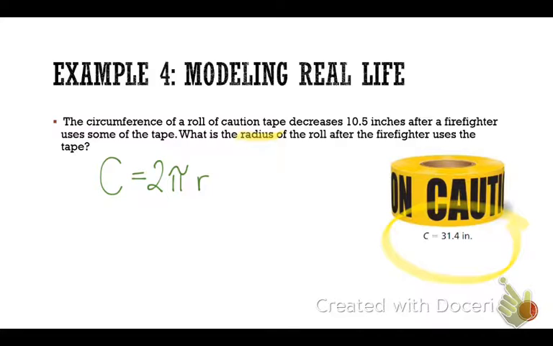Minus 10 and a half. Yes. You take the 31.4 and you have to subtract what was used, the 10.5. What's 31.4 minus 10.5? 20.9. And now we just follow the process. 20.9 equals 2 times pi times r, which I don't know. So what do you think is next? Don't need your calculators. What do you think is next, guys?